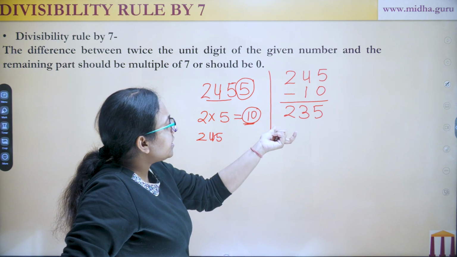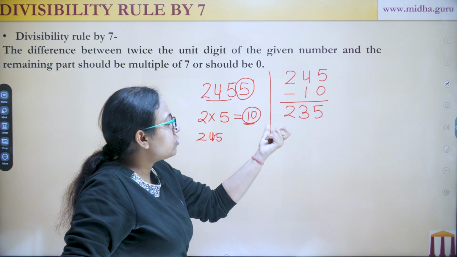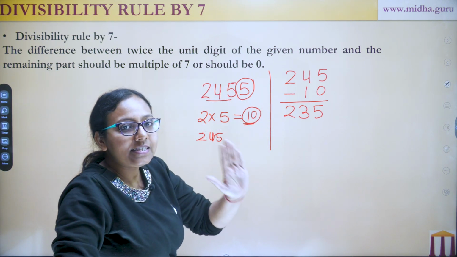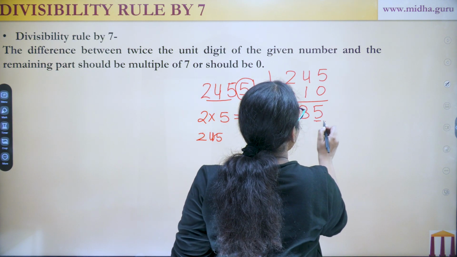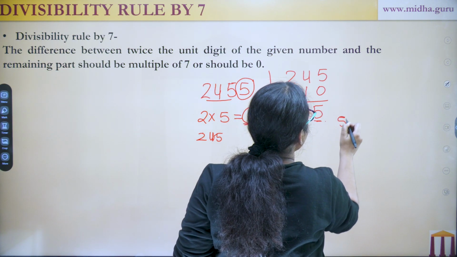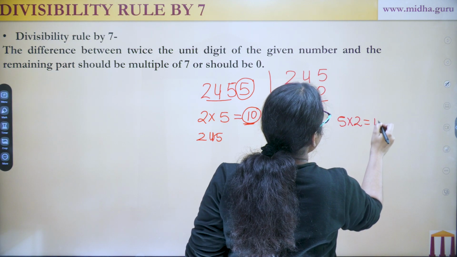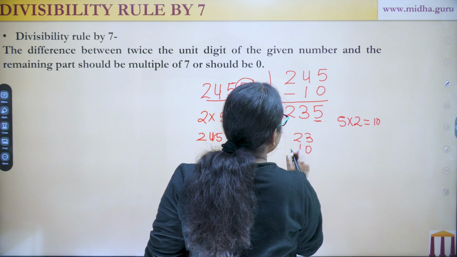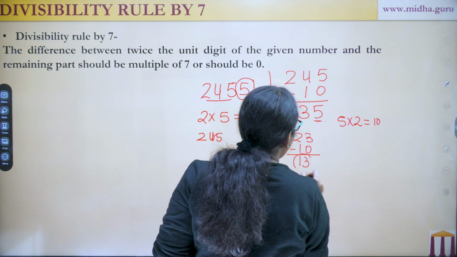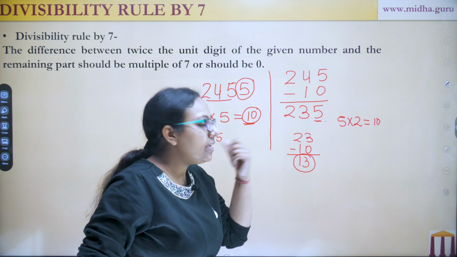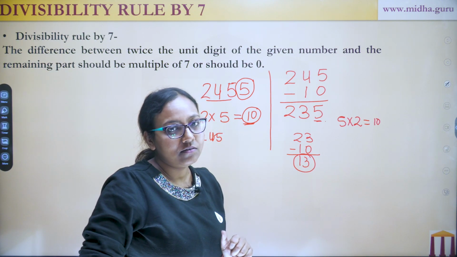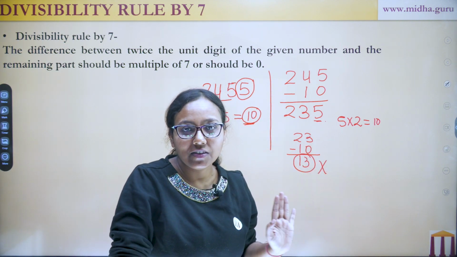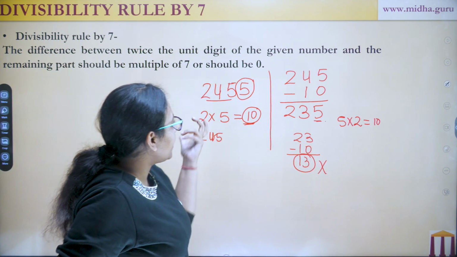But finding this is also not easy. This is also a bigger number. We have to break it again. We have to repeat the process again. What will we do? Again, we have 5. We twice it, which is 10, and the remaining part is 23. So 23 minus 10 is 13. Now you can easily tell whether 13 is a multiple of 7 or not. Of course not. So that means this number is not divisible by 7. So you need to check in this way.